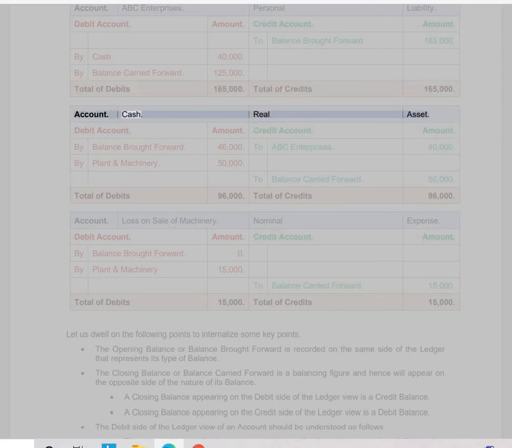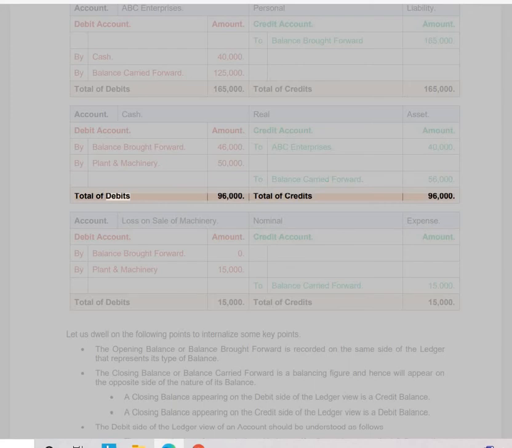Account: cash, real asset. Debit account, amount, credit account, amount. By balance brought forward 46,000. To ABC Enterprises 40,000. By plant and machinery 50,000. To balance carried forward 50,000.